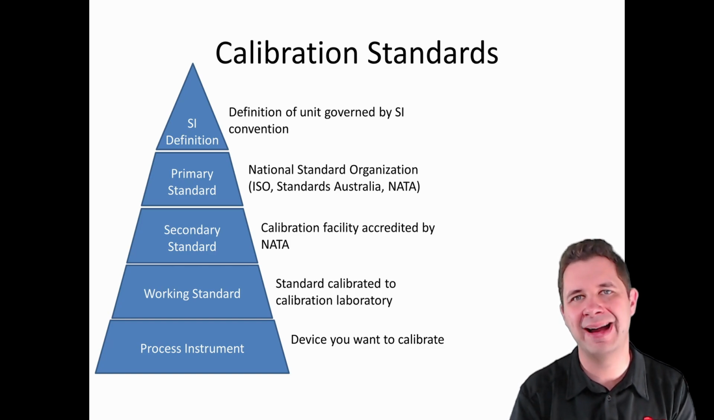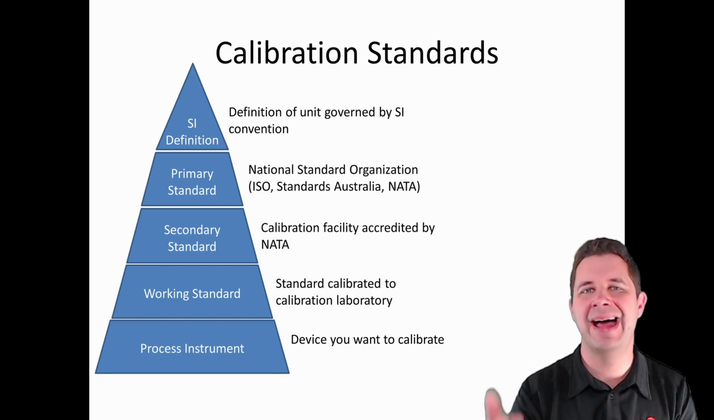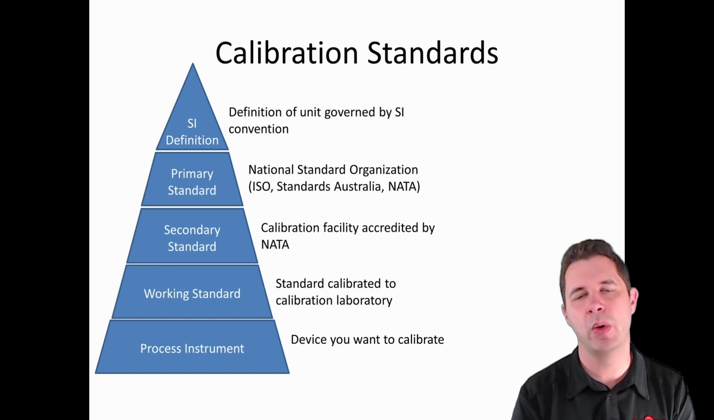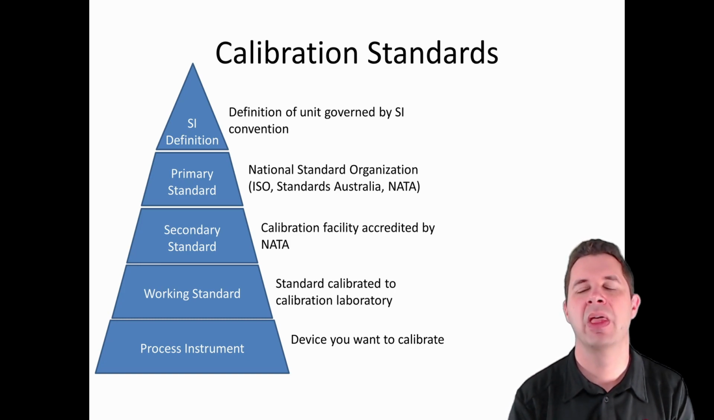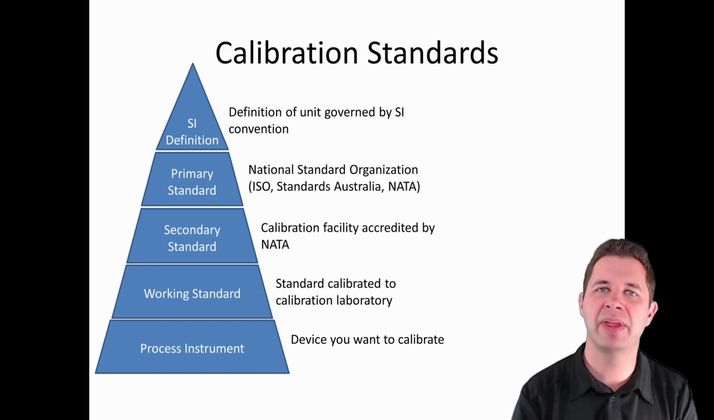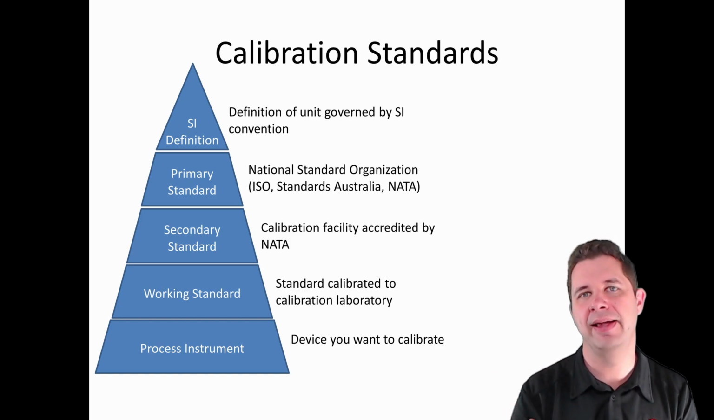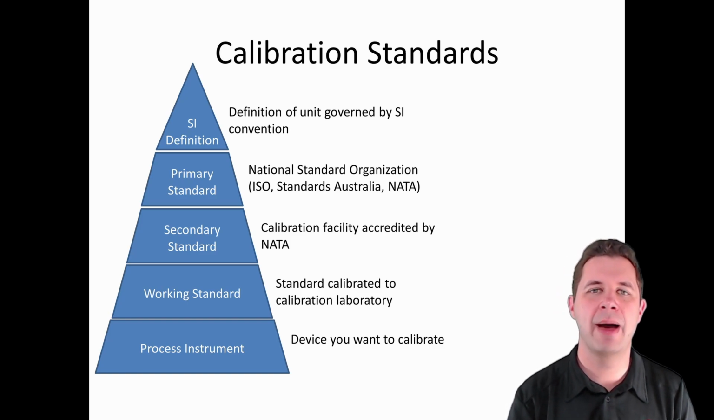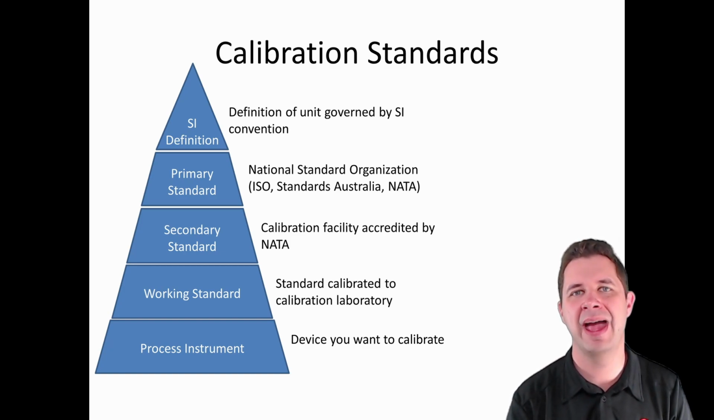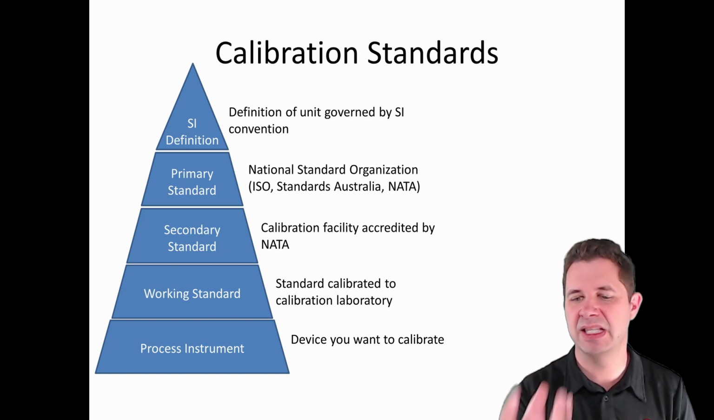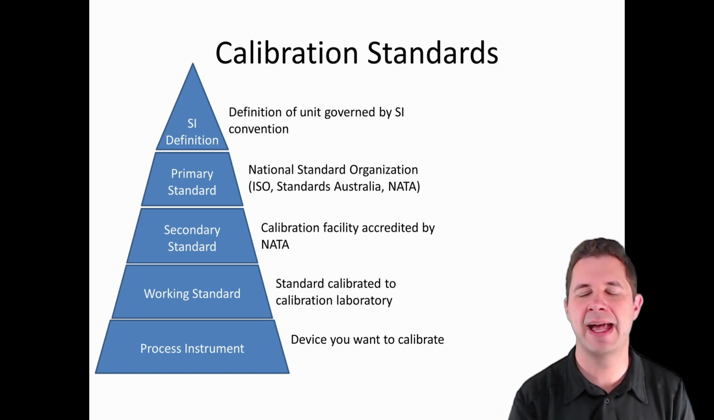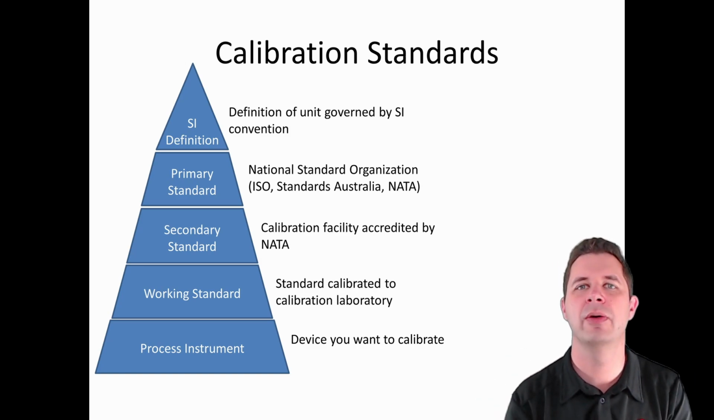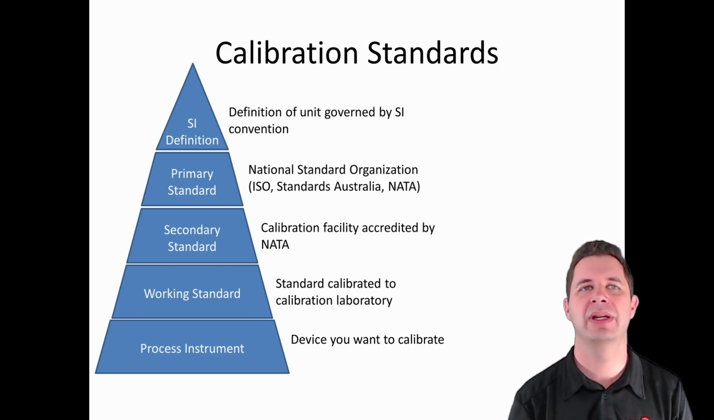Now, there's a bit of a hierarchy of calibration standards. At the bottom there, we have the process instrument, the thing that we want to calibrate, the thing that we want to actually get more accurate. We then have a working standard, and the working standard is something that we might have in a lab to actually calibrate our instrument against. It might be a super accurate multimeter, for example, or it might be something that we can use with our buffers for measuring pH. We might have a standard that is, this is pH 7 exactly, and this is pH 9 exactly, and this is pH 3 exactly, or whatever it may be. Something that is a standard we can measure it against.